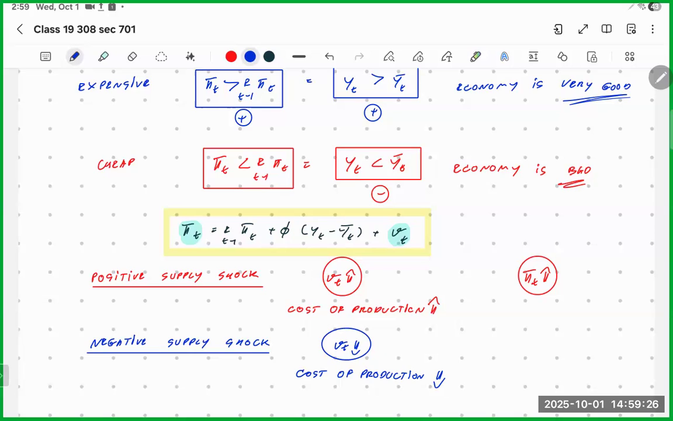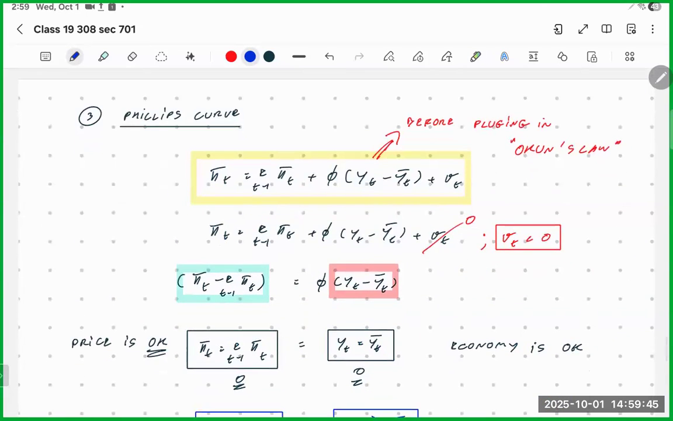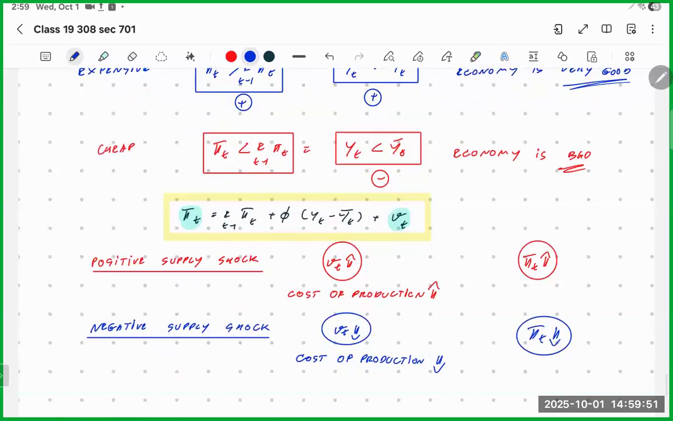If VT going down, the right hand side of the equation going down, right? Then the left hand side going down too, which means inflation will be lower. Everything becomes cheap, cheaper than before. See? Okay. This is everything about the Phillips curve equation, how the inflation is going to change. This is equation 3.